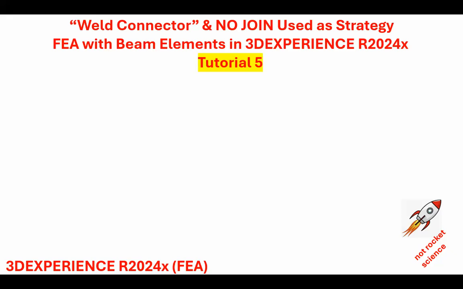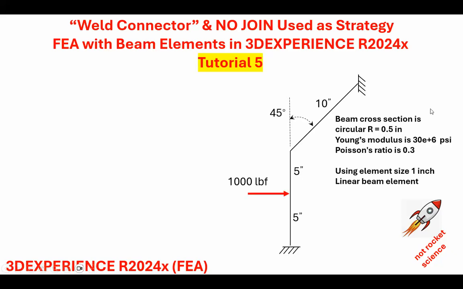In tutorial 4, I proposed one particular strategy, which is called the impulse point functionality. And now I'm going to introduce you to a different strategy, which is using a weld connector in the program. Now, here is the problem that we are looking at.